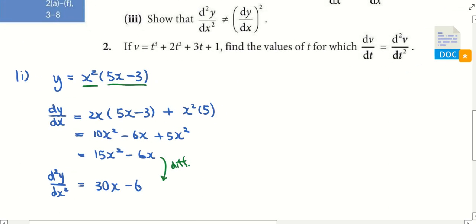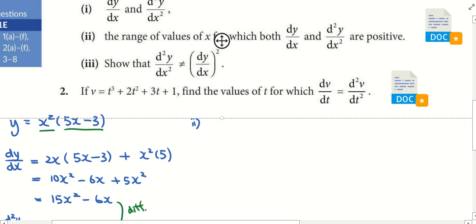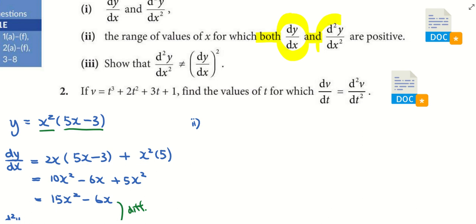Maybe let's do part 2, because part 2 is the more interesting one. Find the range of values of x for which both dy over dx and the second derivative are positive. What does it mean by this? Positive means more than 0. So it means that my dy over dx is positive, and my 30x minus 6 is also positive.